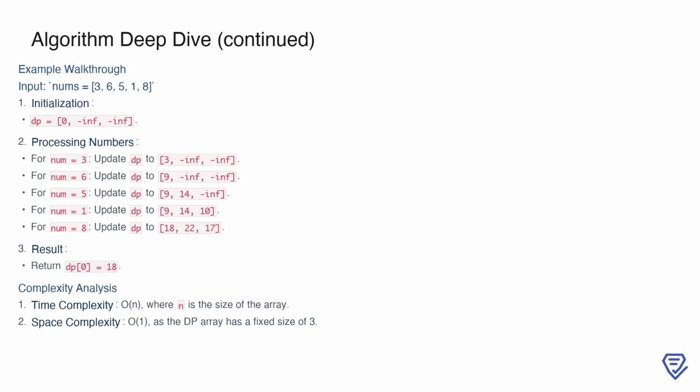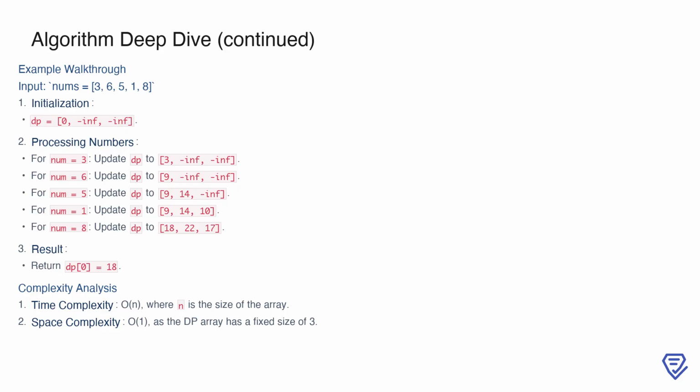To see the algorithm in action, let's walk through an example. Consider the input array nums equals 3, 6, 5, 1, 8. Initially, the dp array is set to 0, inf, inf. As we process each number, the dp array updates as follows. For number equals 3, the array becomes 3, inf, inf, since 3 is divisible by 3. For number equals 6, the array updates to 9, inf, inf, because adding 6 to the current sum of 3 gives a new sum divisible by 3.